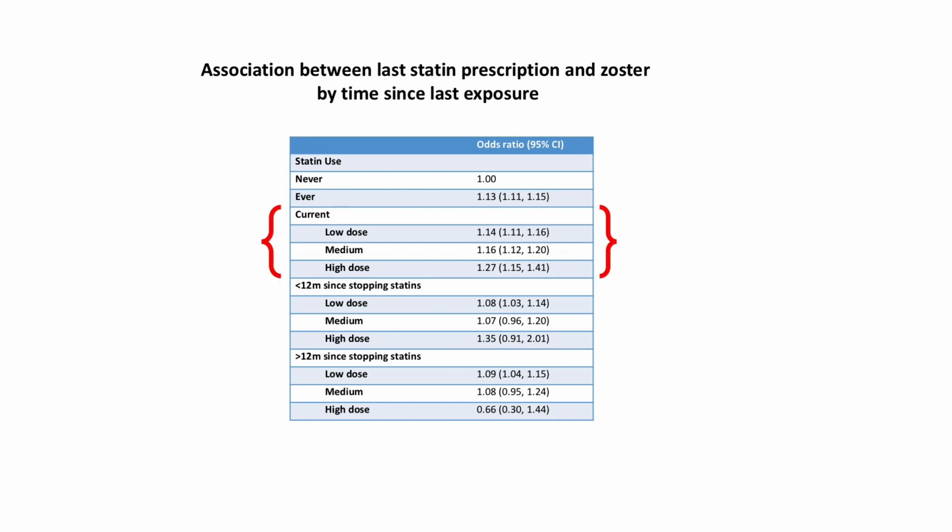As shown in the top part of the table, the odds ratio for lower dose statin use in current statin users was 1.14, rising to 1.27 for high dose statin use at the time of their zoster diagnosis. A similar trend was seen in those patients who had recently stopped statins.